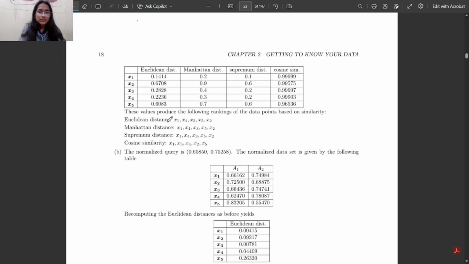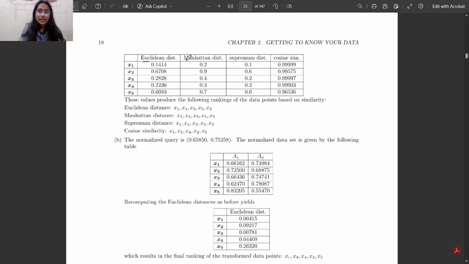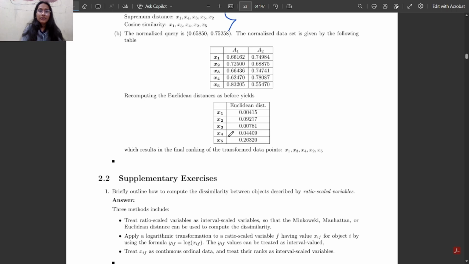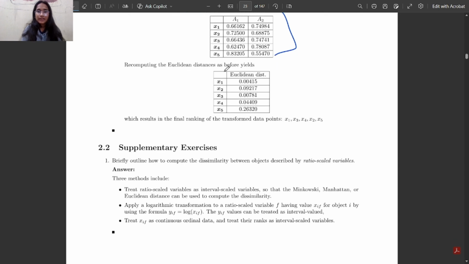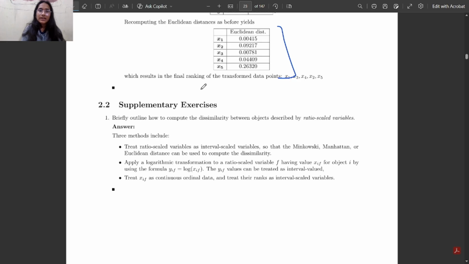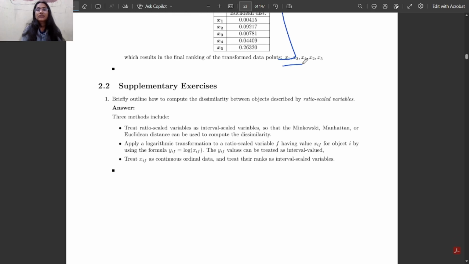So for this, we have Euclidean distance, Manhattan, Supremum, and cosine. And we already discussed their formulas, put the values, and we get the answer like this. After normalization, the normalized query is 0.65850, 0.75258. The normalized dataset is given by the following. Here is the table. And we compute the Euclidean distances. We got this table, which resulted in the final ranking of the transformed data points: x1, x2, x3, x1, x3, x4, x2, and x5.